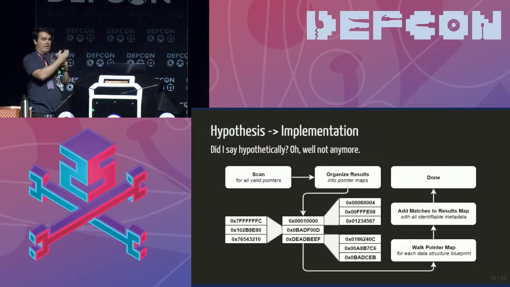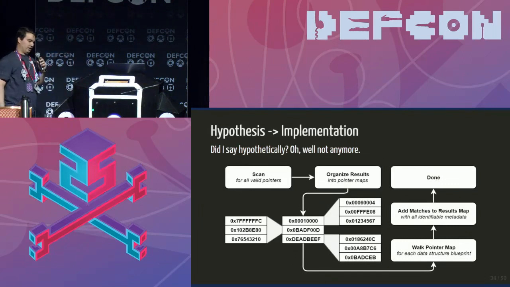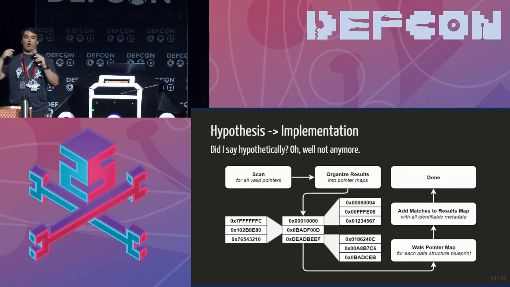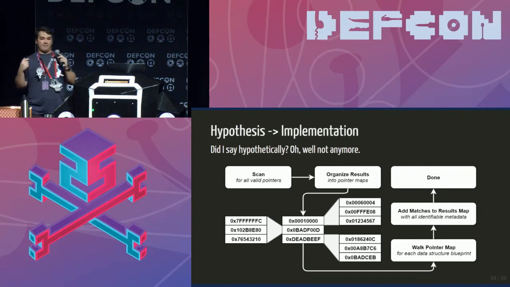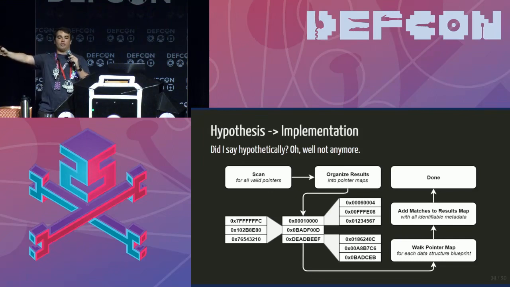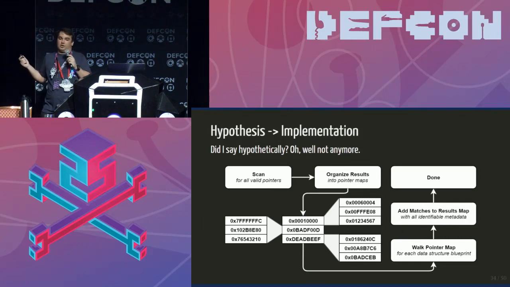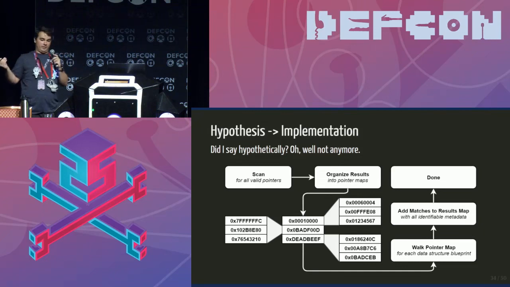So I said in the last slide that hypothetically you could do this, but it's not hypothetical anymore because I've done it, and it looks something like this. As you can see on the top left, first we're going to scan for all of the valid pointers in the process we're attached to. Now what I mean by a valid pointer is anything that is a value that looks like a value for valid memory space within that process. So it could be a value that's not a pointer and by chance hits valid memory space, but we're going to use it anyway because we can't tell the difference.